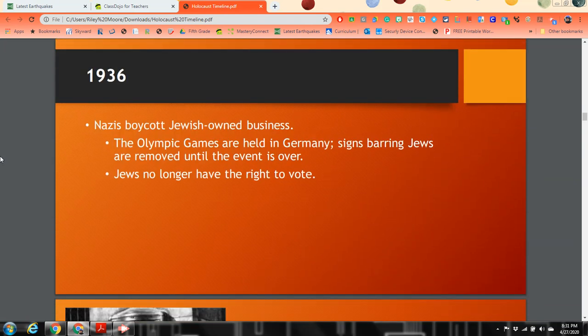Okay, in 1936, this is when the Nazis start to boycott Jewish-owned businesses. Basically, they would have the Nazi soldiers stand outside any Jewish-owned business and tell people not to come in.